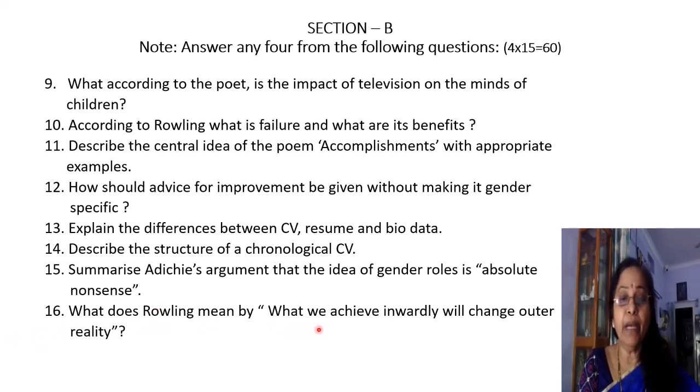What does Rowling mean by what we achieve inwardly will change outer reality? So here she totally believes in imagination. She urges everyone to start imagining, bounce back from the failure, not to sit there and brood over the failures. We have to think very positively, not pessimistically. Optimistic imagination should be there, and definitely the universe will pave way for us. Everything will be open. The doors will be open when you start imagining about the good things, not about the bad things.